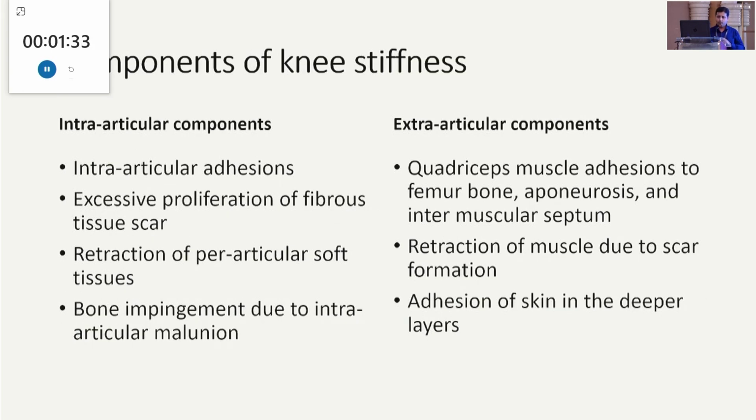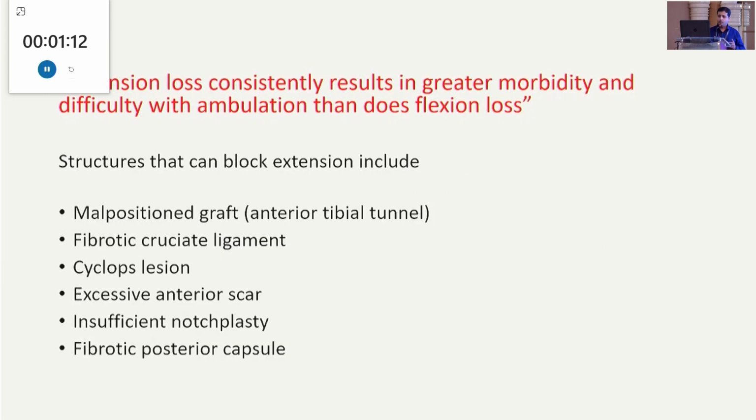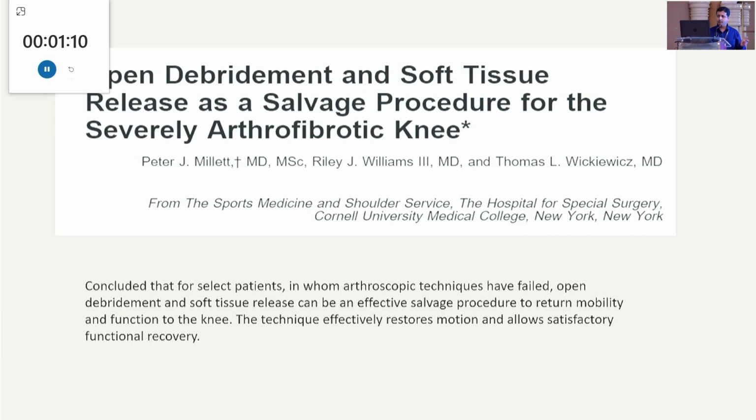This may give you some hint of the components to consider. There are extraarticular and intraarticular components. Intraarticular includes adhesions and excessive fibroblast formation. Extraarticular is usually muscle related: quadriceps tendon, patellar tendon retraction, muscle scar, adhesion to skin, and so on. I will be skipping these. This paper is again more than 2 decades old, and they recommend open surgery after you have failed arthroscopic.